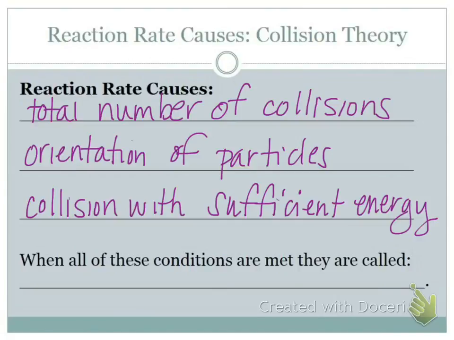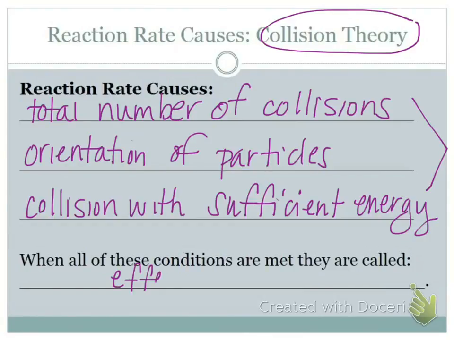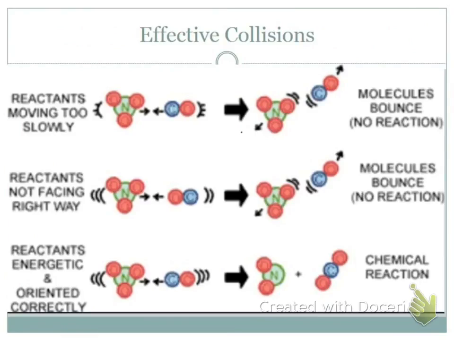Okay? Together, this is all called the collision theory. So you might want to draw yourself like a little line like that and write collision theory. These are the parts of that. Okay? You got to have enough particles colliding. They have to have the correct orientation, and they have to have sufficient energy. When all of these conditions are met, we refer to those as effective collisions. Okay, any questions on that? Okay. So let's talk about the energy portion of it in a second.